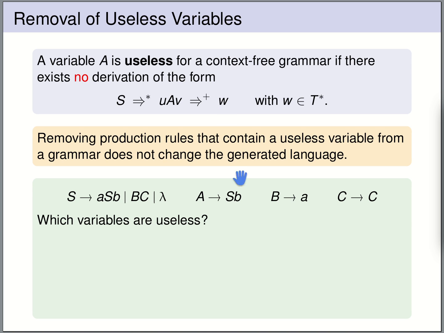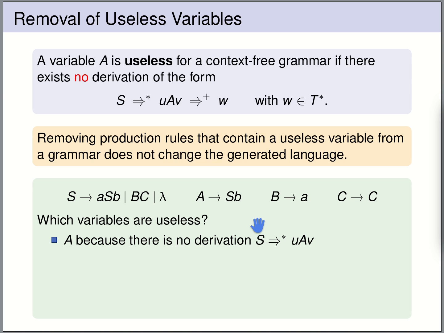So let's have a look at an example. What are the useless variables in this example? For one, the variable A is useless because we can never reach the variable A from the starting variable. We cannot produce A from the starting variable. There's no right-hand side that contains the variable A. So A is useless. We can drop A and we can drop this rule.